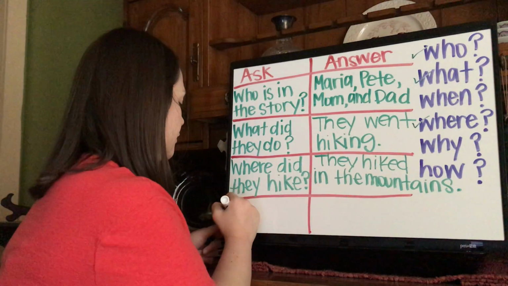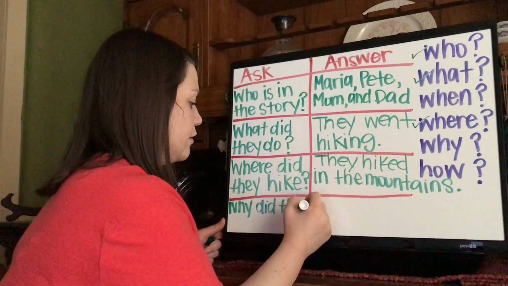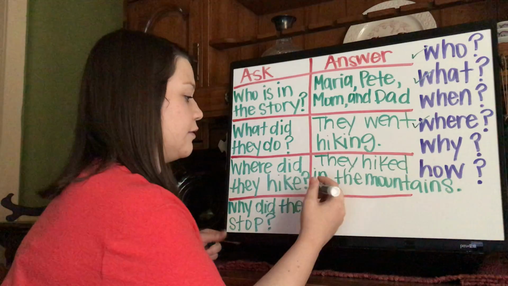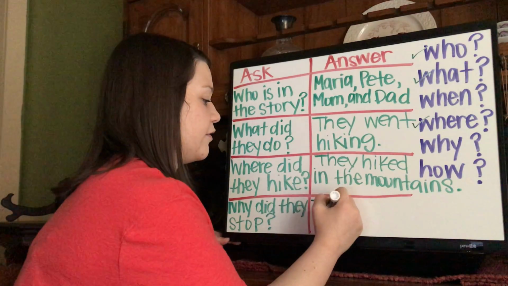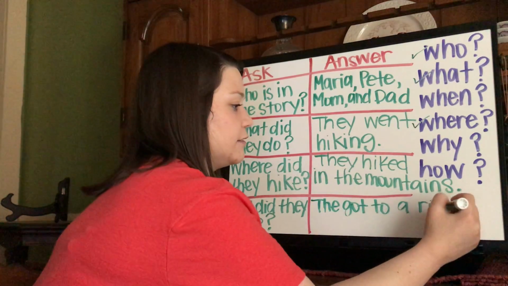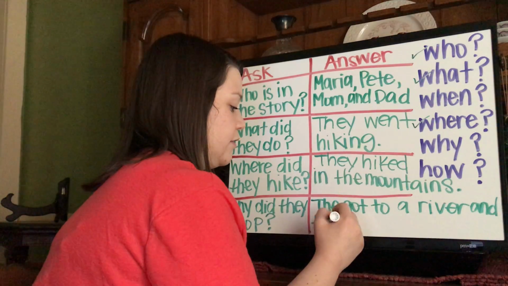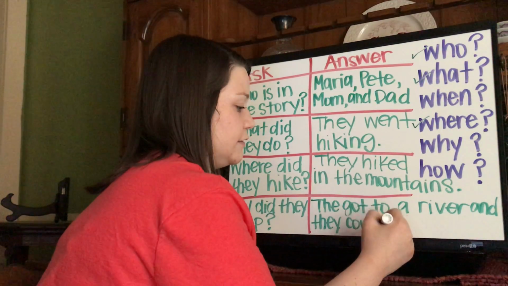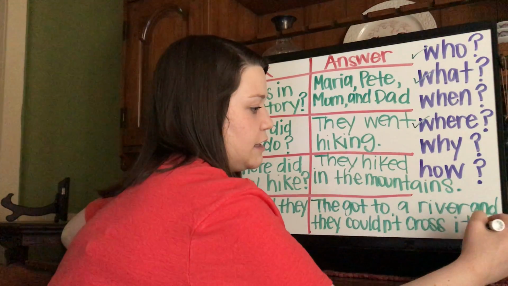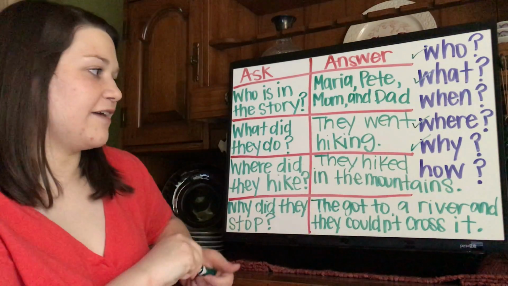So why did they stop? Make sure you put your question mark. I'm gonna say they got to a river and they couldn't cross it. Okay, so we've got why, and then the last word that I have is how.